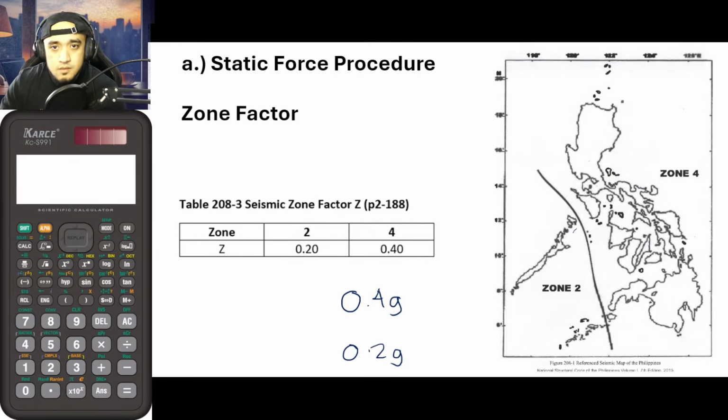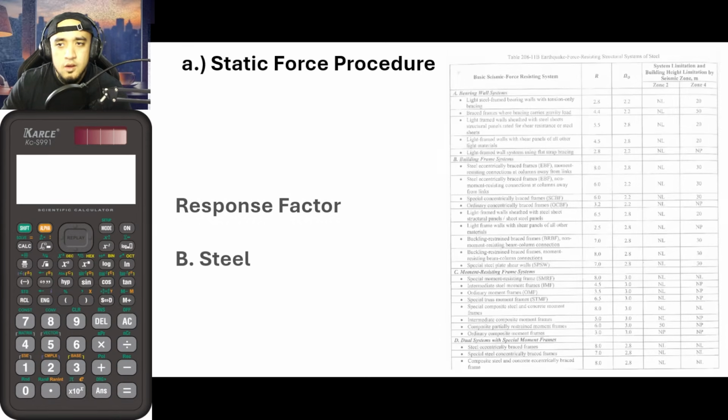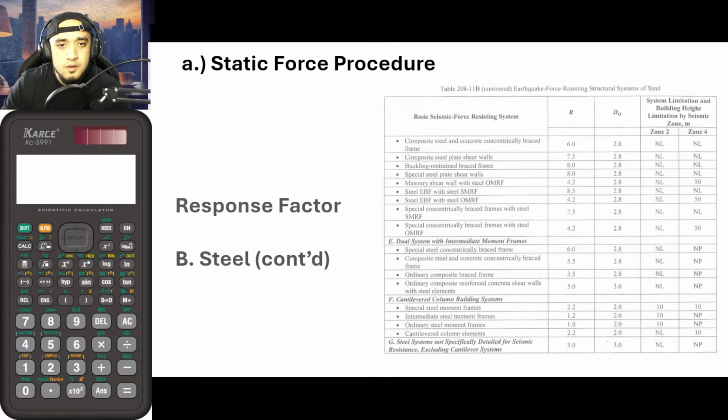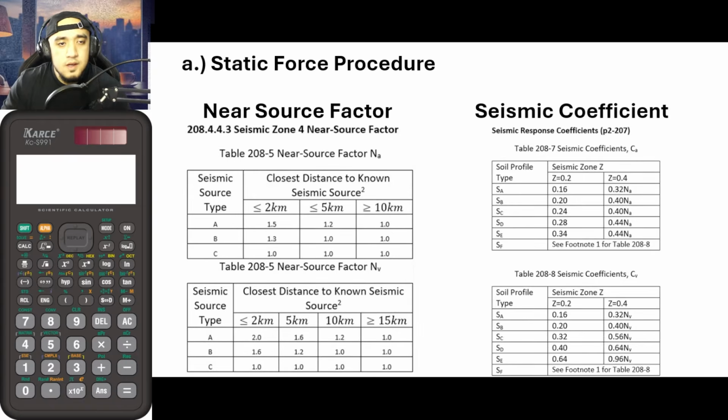Okay? So, going back, asan na pa tayo? So, response factor. Okay, so, again, for the response factor, just choose the necessary value for R. Okay, so we have for concrete, we also have for steel, which is rather 2 pages. Then we also have the near source factors NA and then NV, and then for the seismic coefficients CA and CV. Okay, so let us proceed to CA and CV first.